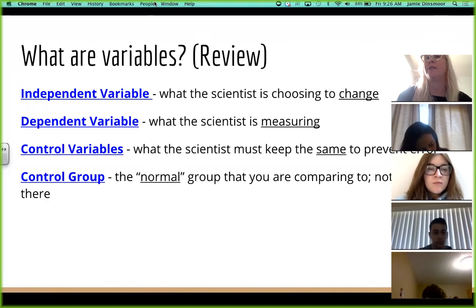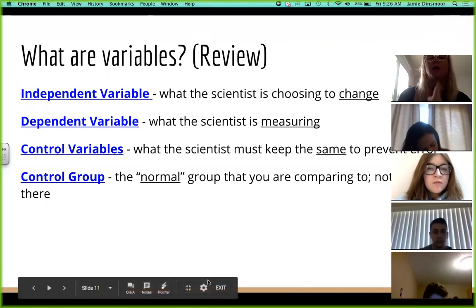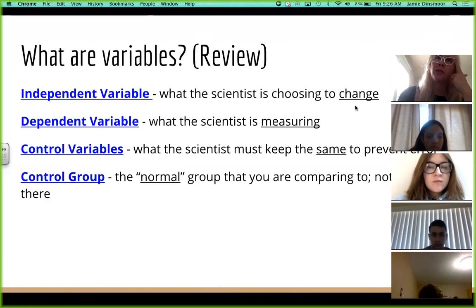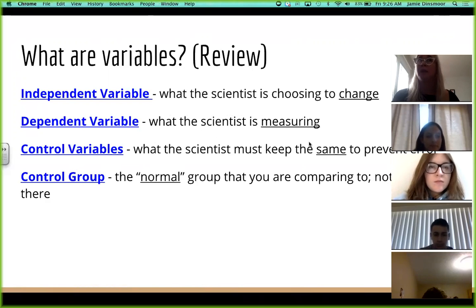So what are variables, right? This is kind of a review of, hopefully, what you've learned about variables in every other science class that you've ever taken. But this is the way that I like to remember what they are. So we have our independent variable, our dependent variable, our control variables, and our control group. Our independent variable is what the scientist is choosing to change, right? So when you're designing your experiment, what conscious choice are you making? What are you making different so that you can see if it matters? The dependent variable is what you're measuring. So what are you measuring in your data?